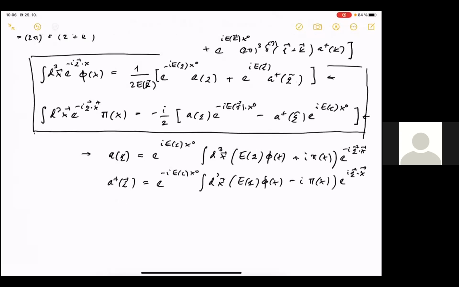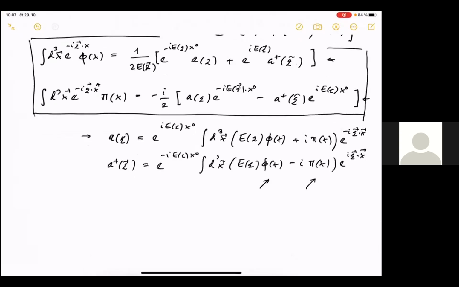Well, this is our expression for the creation and annihilation operators in terms of the field phi and in terms of its conjugated momentum pi x. And now we can simply take this and put it in the commutation relations and calculate the commutation relations for A's, A crosses, and the mixed A and A cross.